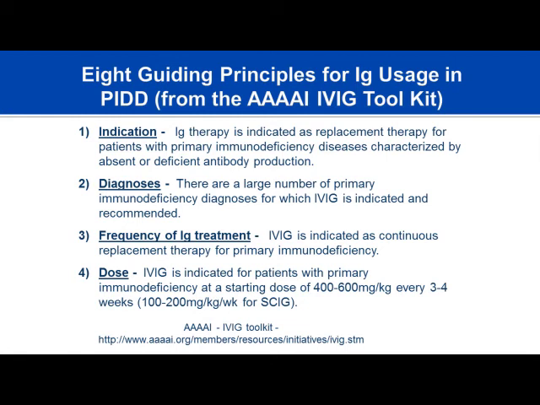The fourth is the dose. The dose of immunoglobulin for patients with primary immune deficiency should be considered as at a starting dose of 400 to 600 milligrams per kilogram every 3 to 4 weeks. For subcutaneous immunoglobulin, that would be divided on a weekly basis, in other words, 100 to 200 milligrams per kilogram per week for subcutaneous immunoglobulin.